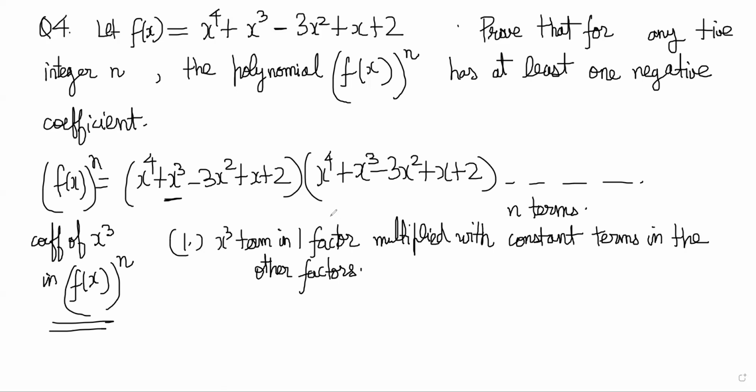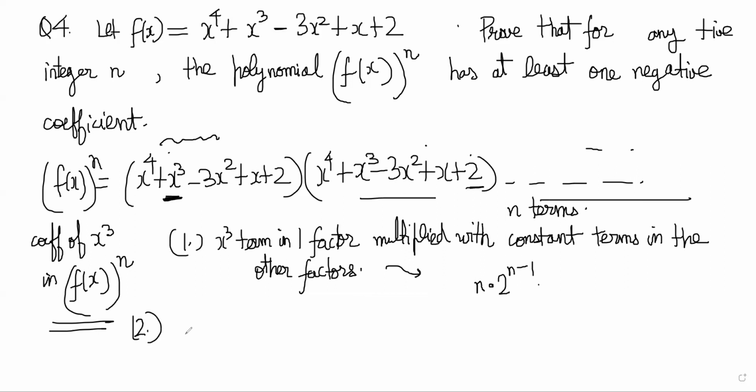So how many terms like this will come? There will be n terms because we could select the x cube term from any one of these n factors. So the coefficient here that we will get is n times, and we multiply the constant term in the remaining factor. So it will be 2 power n minus 1, right? 2 power n minus 1 will come when we select the constant term in all of these factors. And we are taking the x cube term here and multiplying with the constants in the others. And there are n such terms.